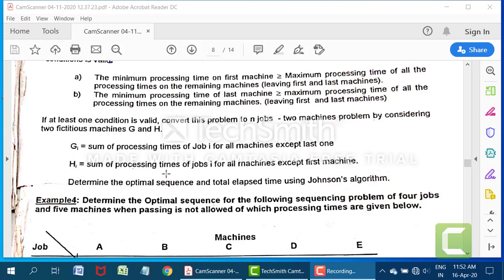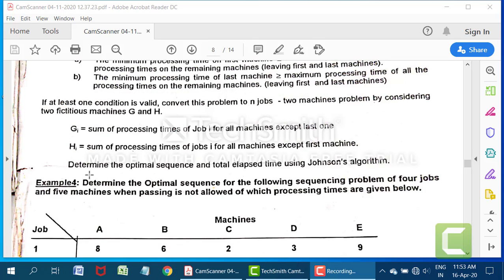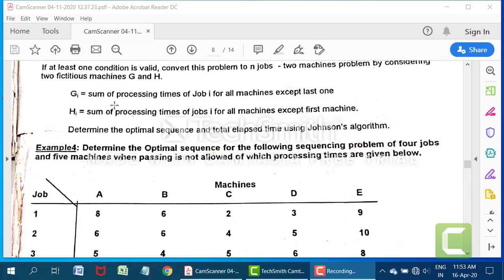Sum up all the processing times for each and every job. You will be getting the processing time for H. See here, GI equal to AI plus BI plus CI plus DI. HI equal to BI plus CI plus DI plus EI.